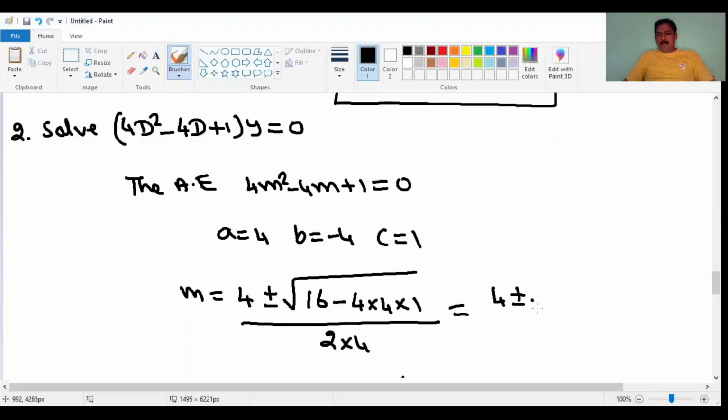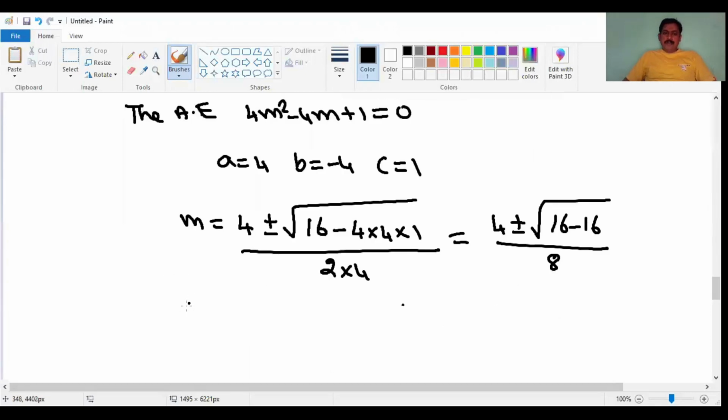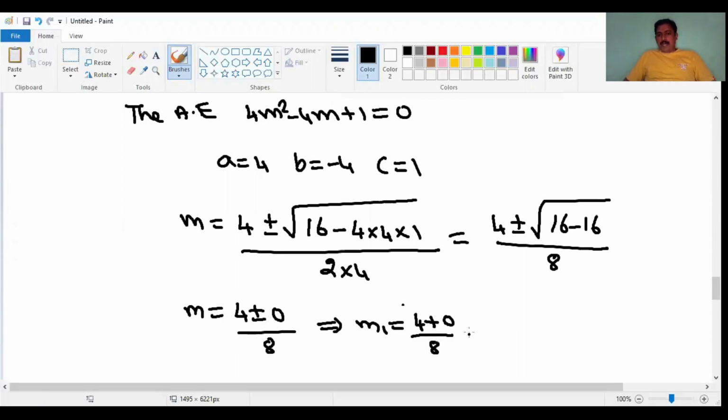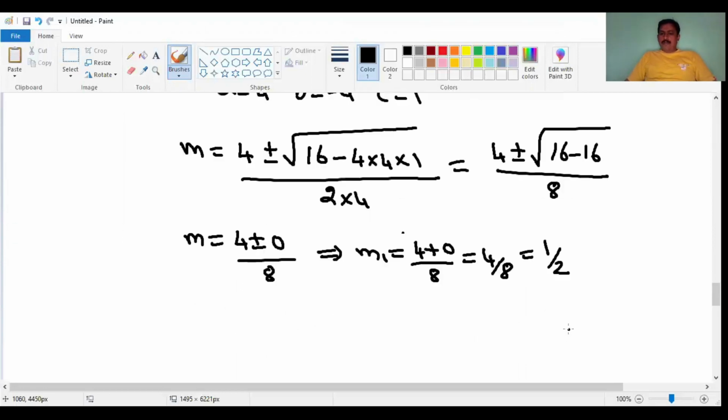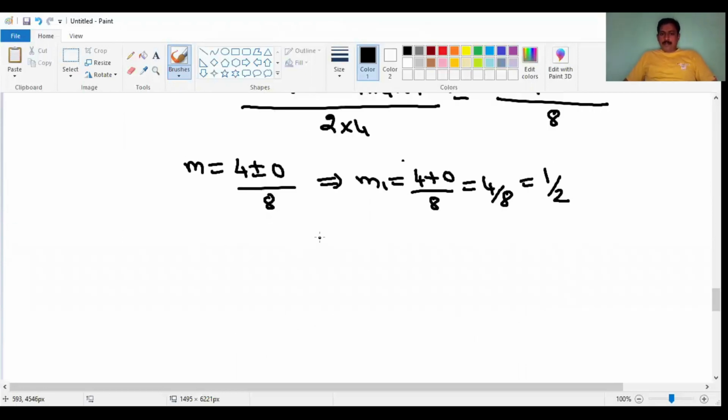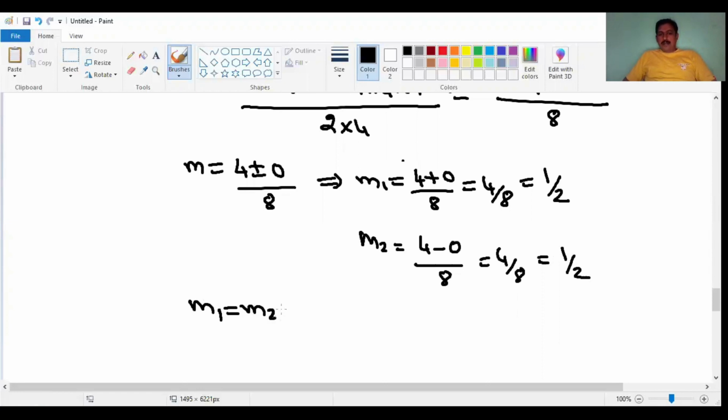Here, 4 plus or minus square root of 16 minus 16, divided by 8. You can simplify this and write it as 4 plus or minus 0 by 8, which implies your roots are m1 equal to 4 divided by 8, that is 4 by 8. We can cancel: 4 ones are 4, 4 twos are 8, so 1 by 2. Similarly, your other root will be m2 equal to 4 minus 0 divided by 8. That is also 4 by 8, which is also 1 by 2. Now your roots are equal.